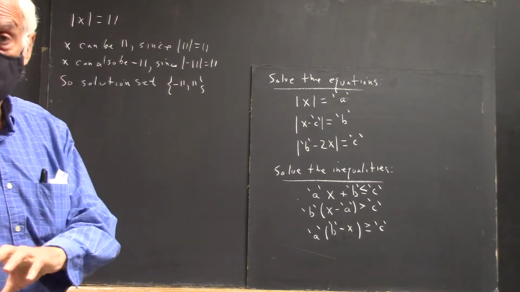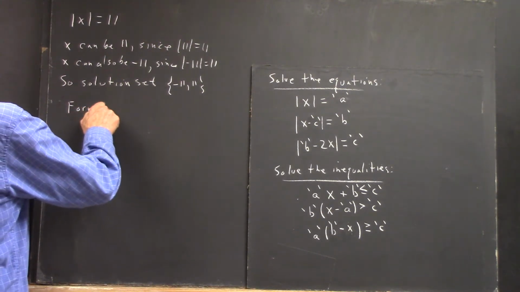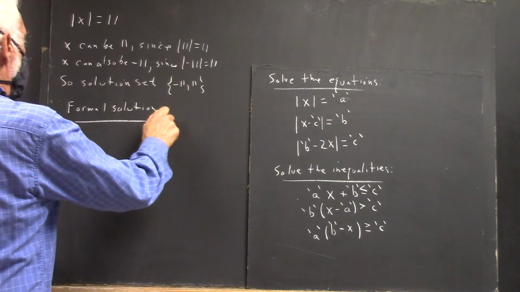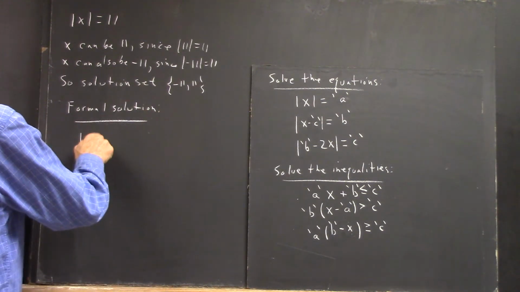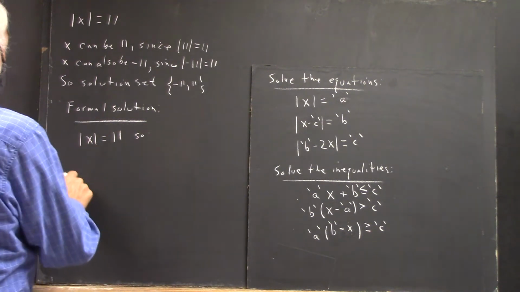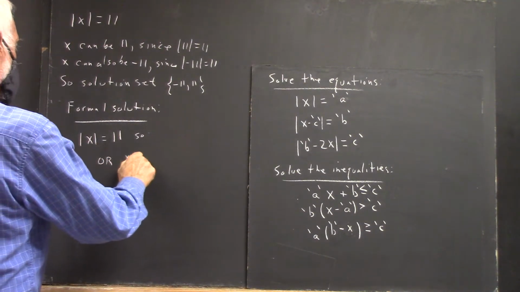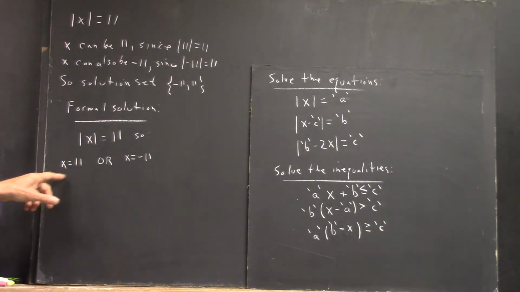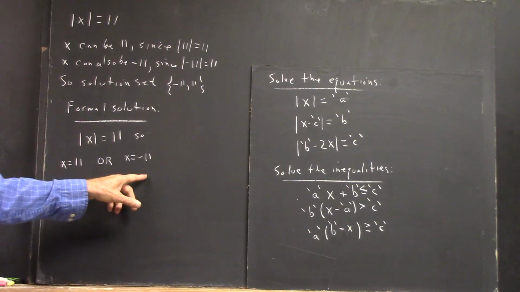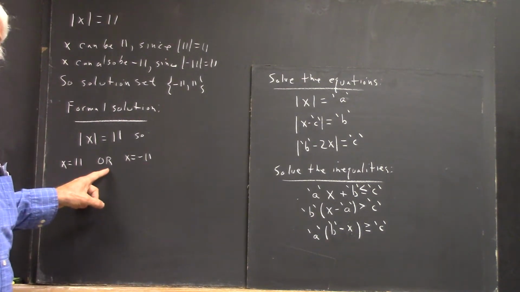Now, formally, the way you solve an absolute value equation, you write down the equation, absolute value of x equals 11. So x could be 11 or x could be negative 11. Either way, if x is either of these numbers, its absolute value has to be 11. And it's an or statement. That's going to be important.